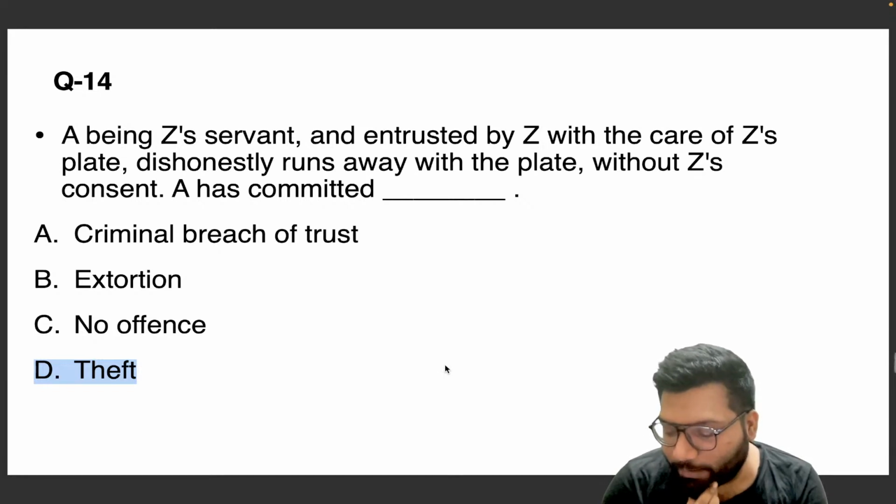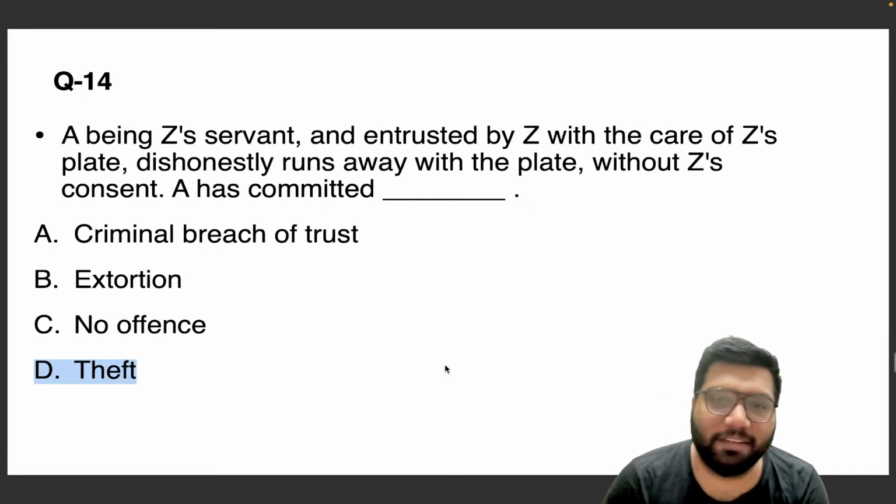Yeah, you are supposed to, Ayush. That's why. Just because this word entrusted has been written, your conclusion was obviously that there was a trust and now it's a criminal breach of trust.